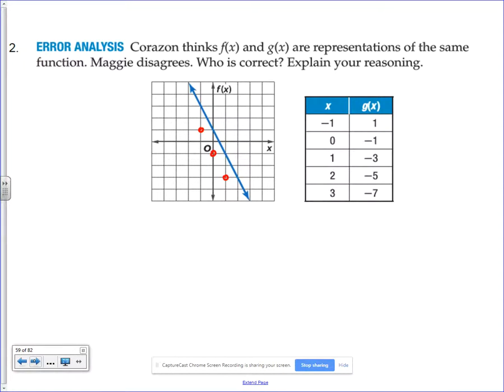So who's correct? Maggie is correct. You should be writing yourself a sentence. Maggie is correct because somebody finish that for me. Because why? The points on the table do not match the line. Wonderful, wonderful.